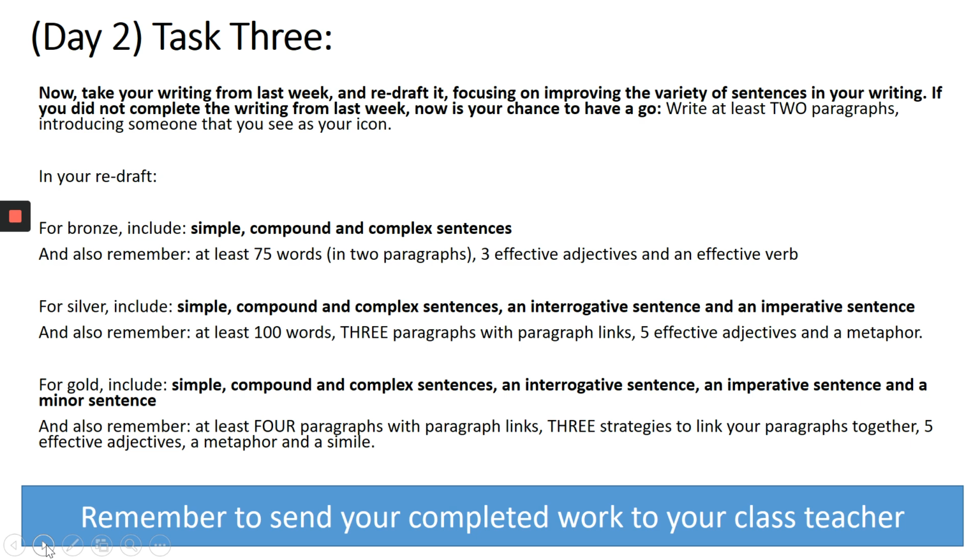So, task 3 then tells you to take your writing from last week and redraft it, focusing on improving the variety of sentences in your writing. If you didn't manage to complete the writing from last week, don't panic. Now's your chance to have a go. So we want you to write at least 2 paragraphs, including someone that you see as your icon. Think about your redraft. You've got your bronze, silver and gold there. Think about the criteria that you need to meet. It's often fun to just have a little play around with it.